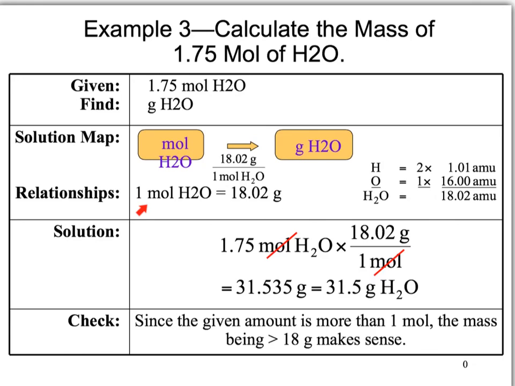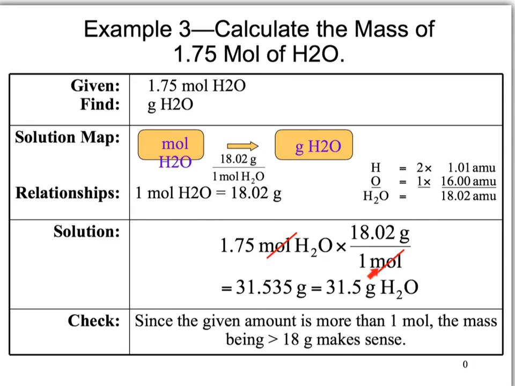So we will use the conversion factor of 1 mole equals the mass of water from the periodic table. We get the mass of water because we have 2 hydrogens, 1 oxygen. Hydrogen weighs 1, oxygen weighs 16, add up, and we get the 18. Our problem gave us 1.75 moles of water. We must convert out of moles and into grams.